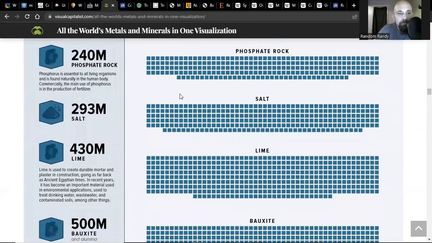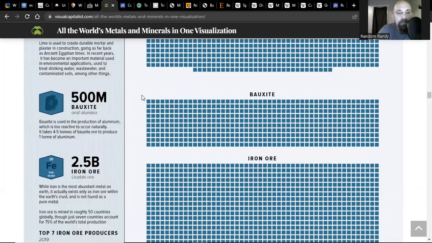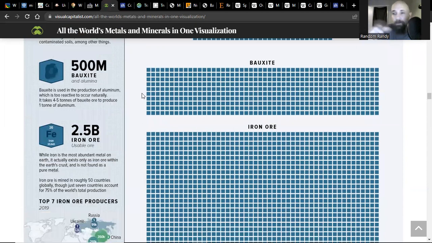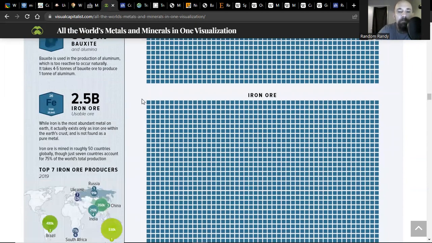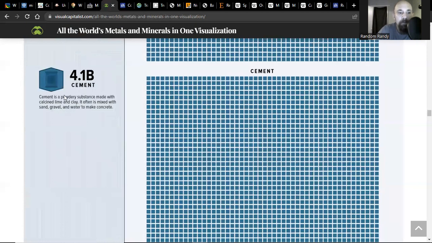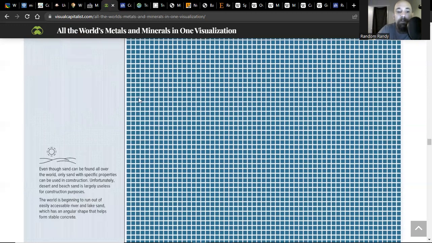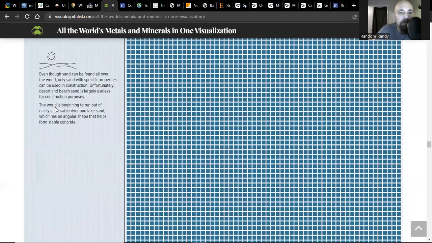Phosphate rock, very important fertilizer. Salt, 293 million tons. Lime, 430 million. Okay, used to treat drinking water, wastewater, and contaminated soils, among other things. So these are all wound together in this cycle, right? The cycle of mining, of reclamation, of cleaning up after the mining. It's this massive cycle. Now, cement is made with calcined lime and clay, mixed with sand, gravel, and water to make concrete. Okay, and look at how much that is. Sand and gravel, tons, and it goes on and on and on. Now, something neat to note is that apparently the world is beginning to run out of easily accessible river and lake sand, which has an angular shape that helps form stable concrete.